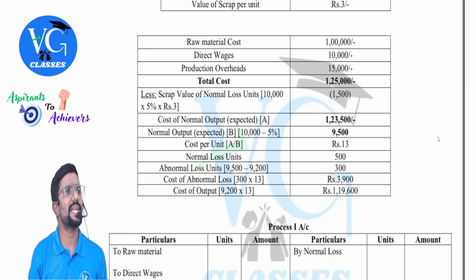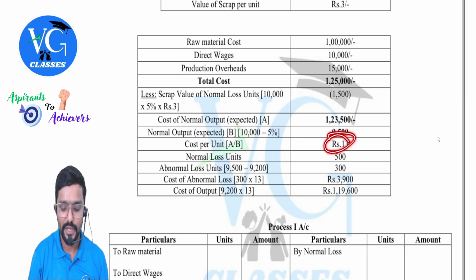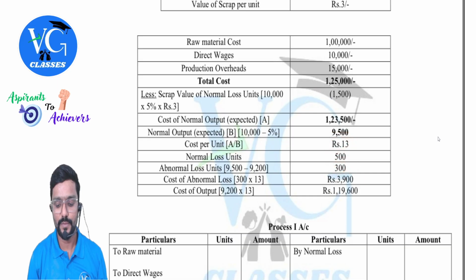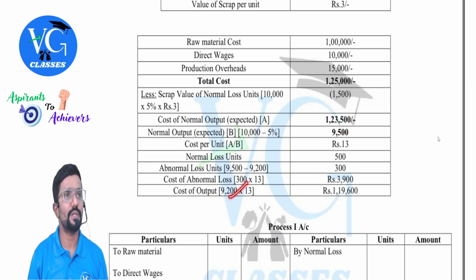Total cost minus scrap value of normal loss units. So you get 123,500 divided by normal output. Normal output is 10,000 minus 5% loss, which is 9,500. Divide. What do you get? Cost per unit is 13 rupees. Now, to calculate the value of abnormal loss, 13 into 300 comes to 3,900. To calculate the cost of output, 13 into 9,200.